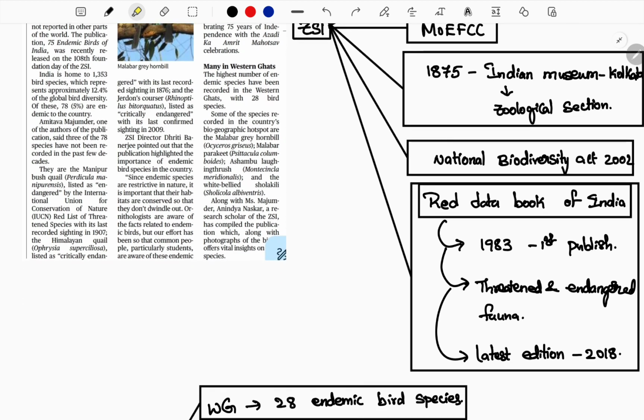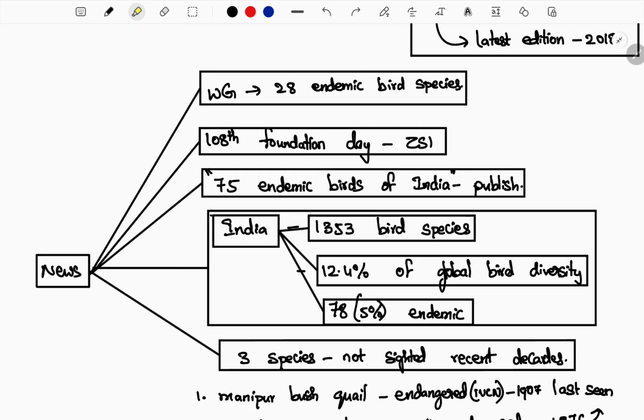And here the Zoological Survey of India releases a book called the Red Data Book of India. This book was first published in 1983, and the recent edition is 2018, and it has the information on threatened and endangered species of fauna in India. Now let me come to the present day news.